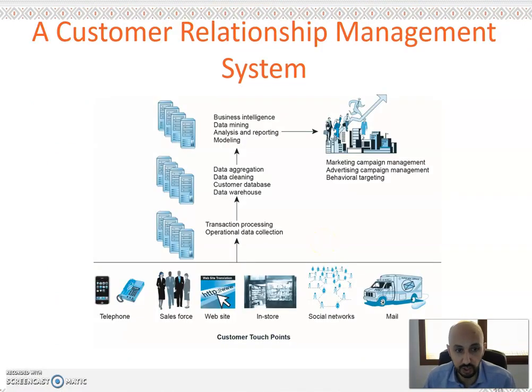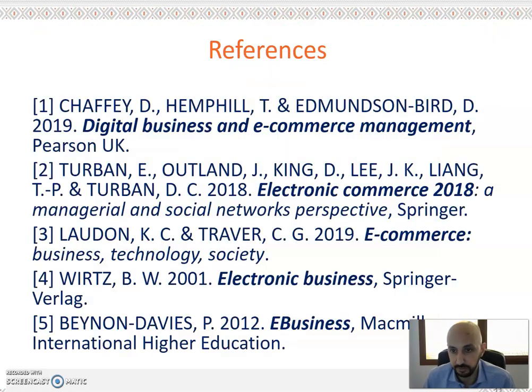Here is how the system works. Take a look at the customer relationship management system and business intelligence. Starting from the telephone, sales force, website, in-store, and social, all of these are customer touch points, which is where you have contact with the customer. Then the traditional process operation, data collection: you collect the data, clarify it, filter it, and make a data warehouse. Then it goes to business intelligence software and data mining, which analyze it and send a report to the marketing campaign team so they can work on it for campaigns.